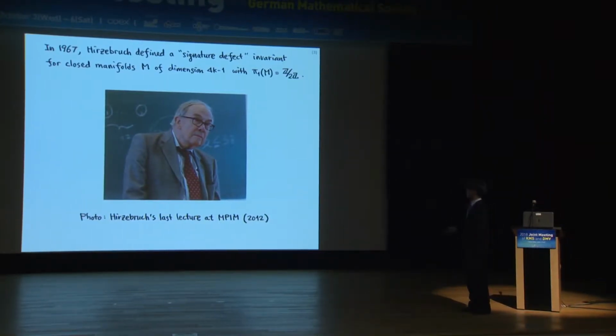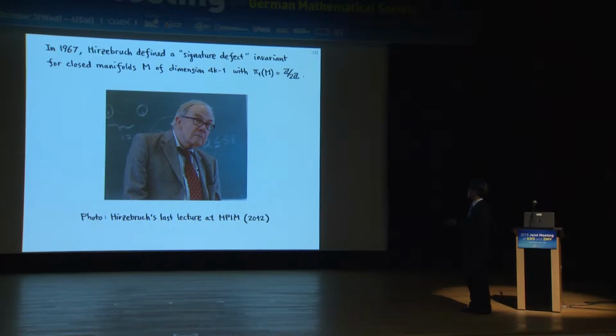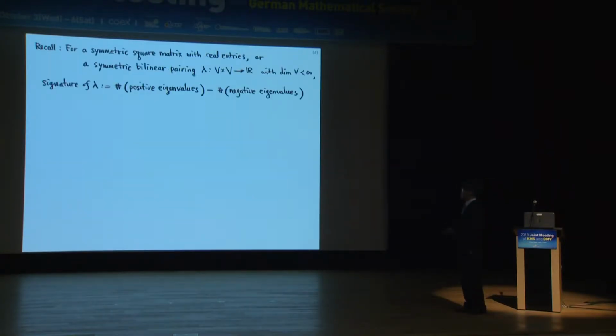All right, so he defined a signature defect invariant. I will explain it in a minute. In 1967, which was before I was born, for closed manifolds of dimension 4k-1 with pi 1 cyclic of order 2. So let's begin with something very elementary. I always believe starting with elementary things is nice.